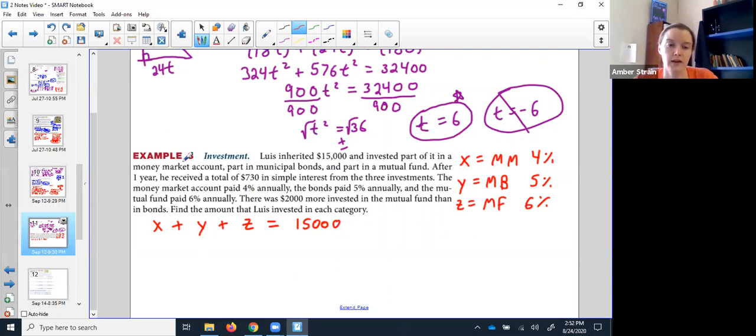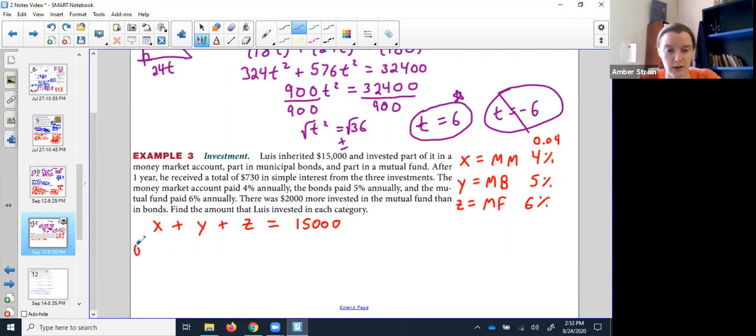Okay. It says 1 year later, he gets a check for $730 in interest from these accounts. Well, remember, the interest was earned with these rates based on the amounts he put in. So for example, if he put $100 into the money market at 4%, he would get a check for $4, because $100 times 4% as a decimal would equal $4.